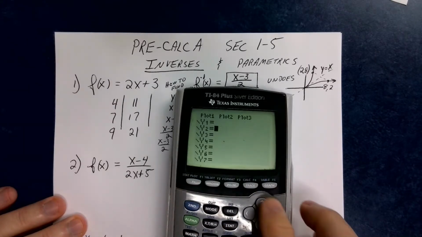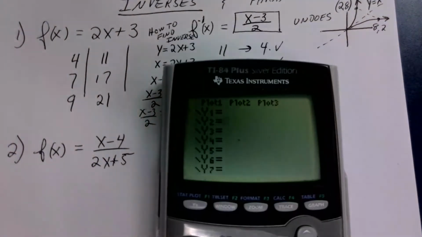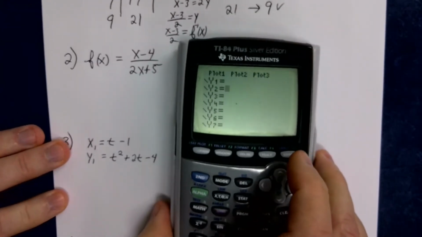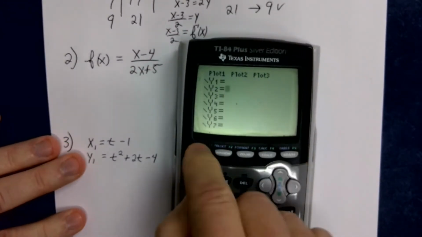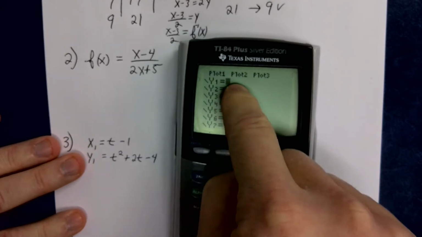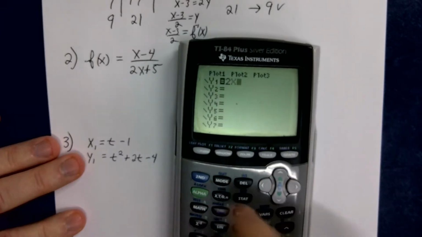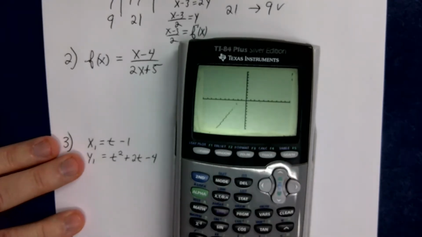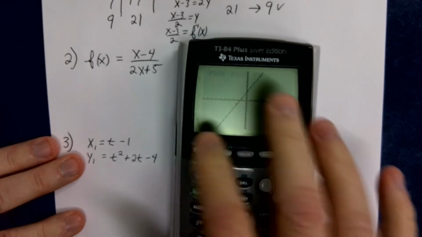Clear and clear. Blow this up a little bit for you. Actually, I think it works better if it doesn't have a shadow on it. So I'm going to go ahead in y1, and I'm going to put my original function 2x plus 3, and zoom 6 this sucker. And you can see there's my line. Now this should be a reflection over y equals x.